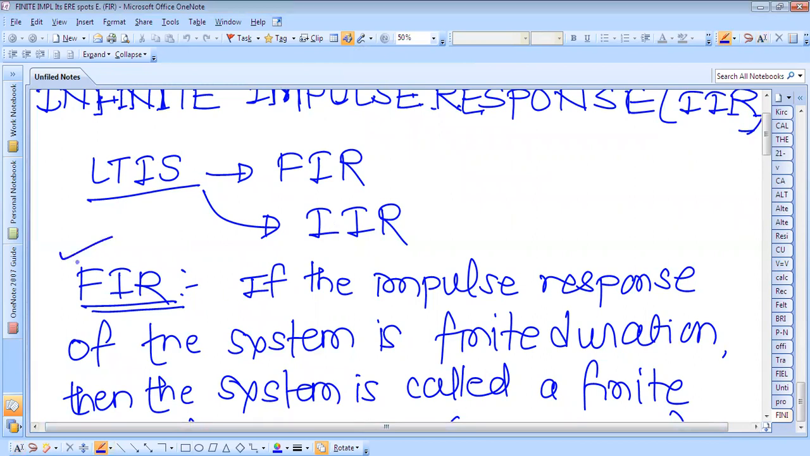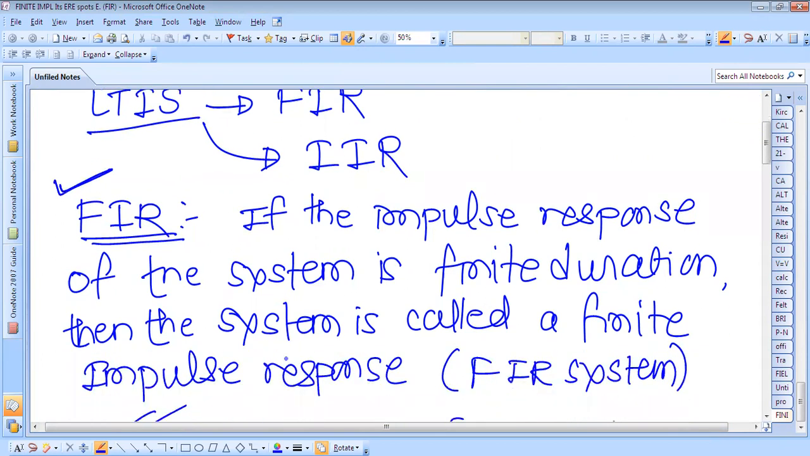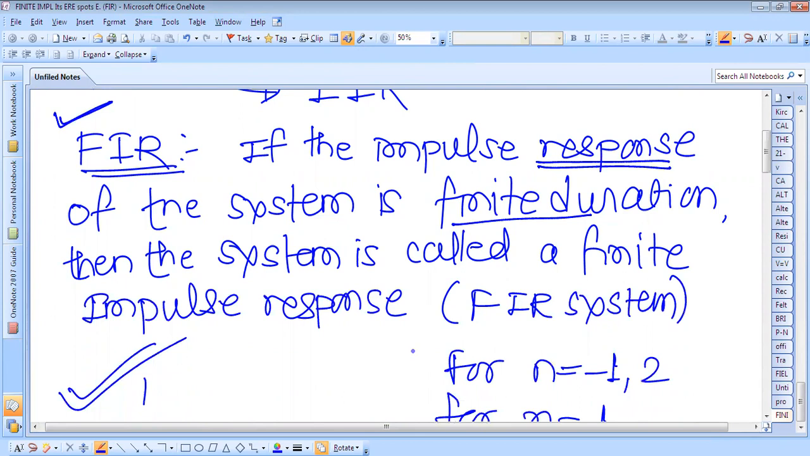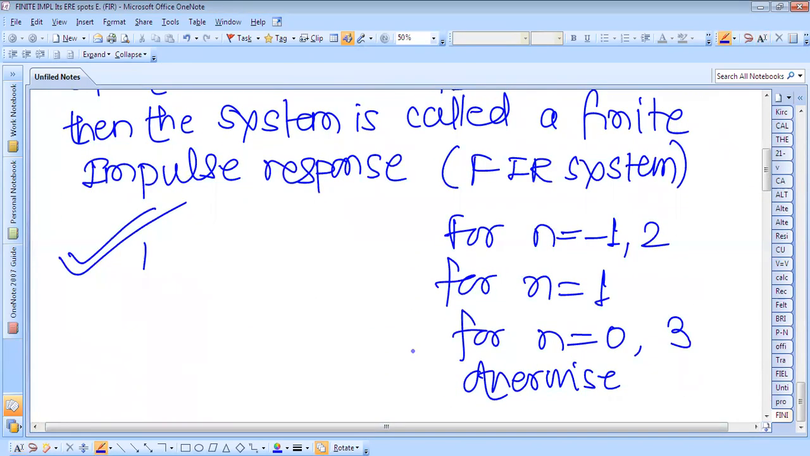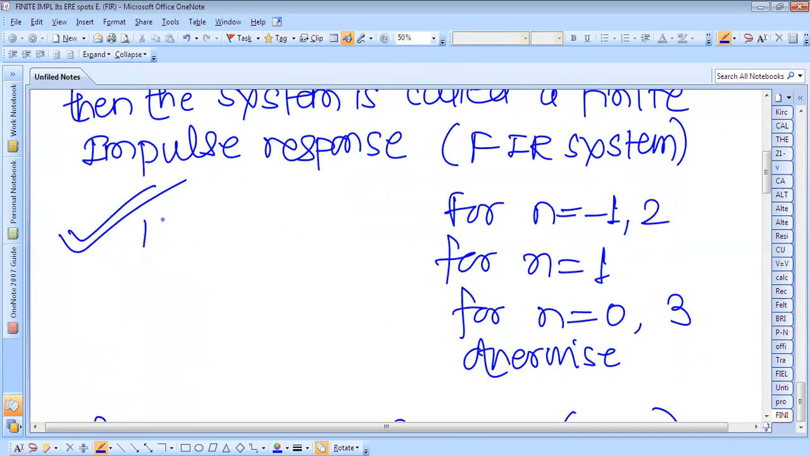In finite impulse response, if the impulse response of the system is of finite duration, then that system we can call a finite impulse response system, because the response is for a finite duration. An example of this system is as follows.